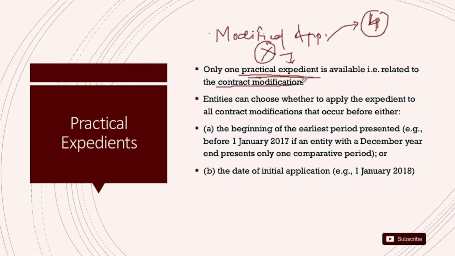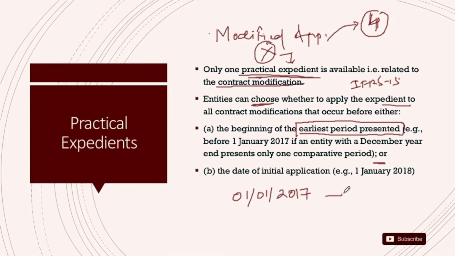the contract modifications. An entity has the option to apply the expedient or apply the requirements of IFRS 15 either to the period beginning of the earliest period presented. Like in the previous video, we discussed what this earliest period is, and if we are following the calendar year, the period will begin from 1st January 2017, or the date of initial application.